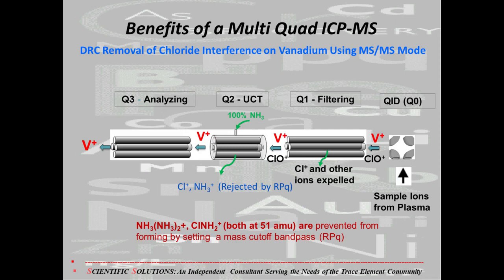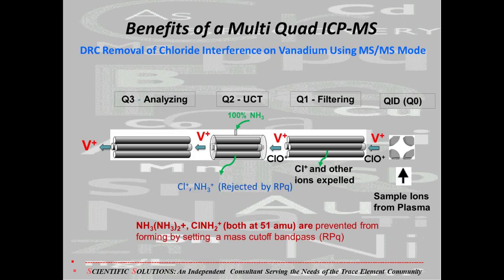So let's talk more about how a multi-quad system can be used to mitigate polyatomic and molecular interferences formed in the plasma. There are basically two ways of doing this. The first approach is to move the interfering ions away from the analyte ion using MS/MS mode. Under reactive conditions, sequential reaction chemistry is to be expected, with the production of intermediate product ions of various masses, which have the potential to interfere at the mass of another analyte ion.